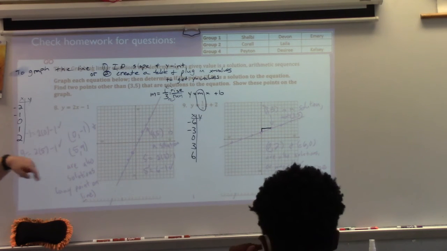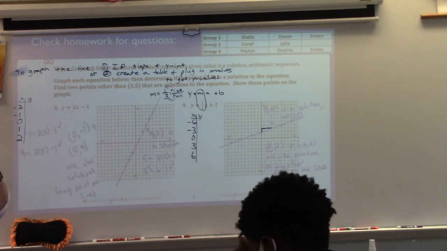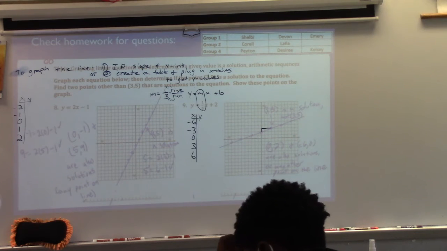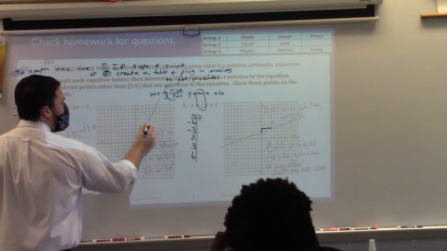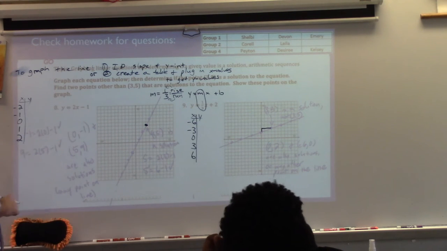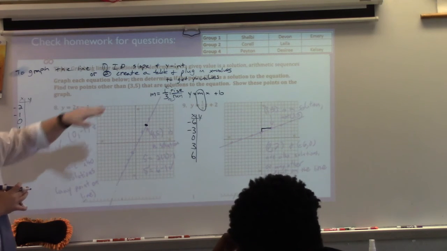So you can make a table, or you could use the slope and the y-intercept, which I would personally recommend because it's easier, but you can always make a table as well. The point of this though, and this is something we should recognize, right here I found the point 3, 5. Because that point is on the line, is it a solution?